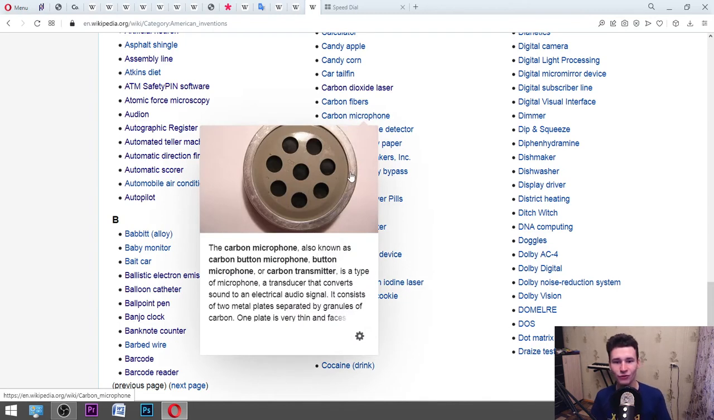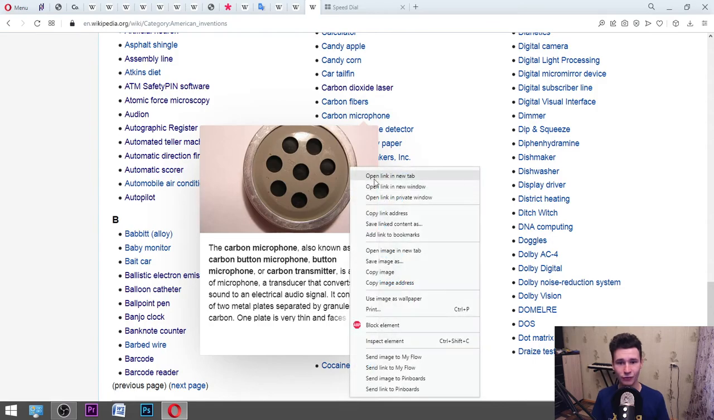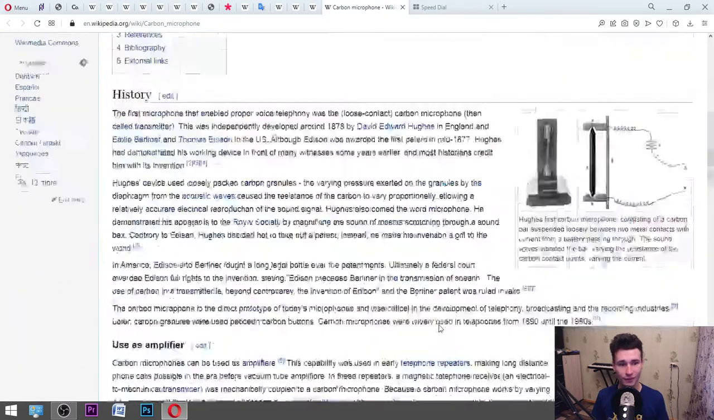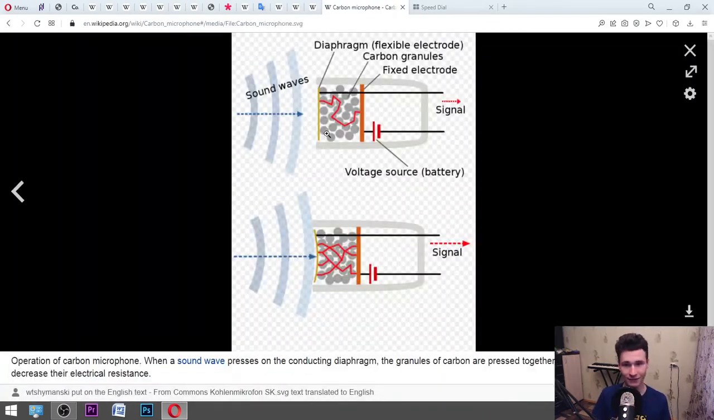The carbon microphone, also known as carbon button microphone or carbon transmitter, is a type of microphone and transducer that converts sound to an electrical audio signal. We have the sound, and maybe we have a model of how it works. Yes, we have sound waves, diaphragm, carbon granules, and it's the same with the radio, guys.